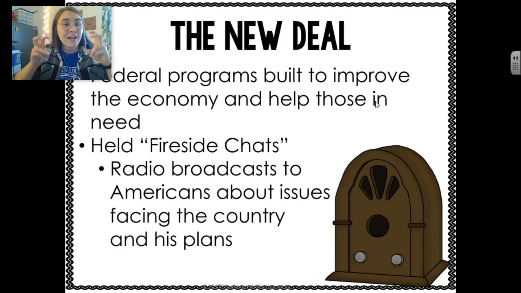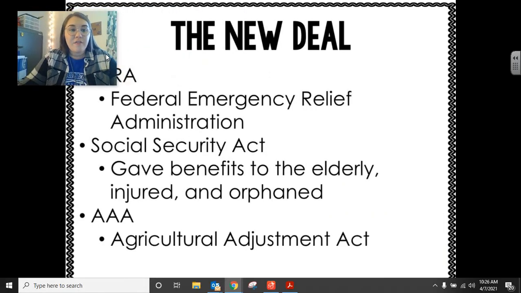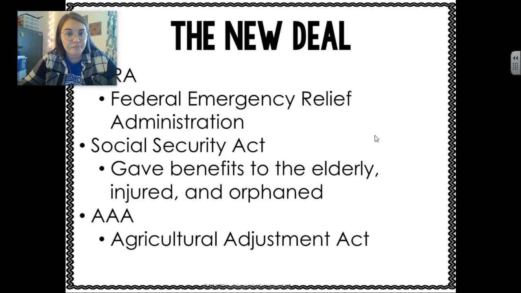He held fireside chats, and these fireside chats were radio broadcasts to Americans about issues facing the country and what his plans were. He was trying to help the best that he could. So we got the FERA, which is the Federal Emergency Relief Administration, the Social Security Act, which gave benefits to the elderly, injured, and the orphaned, and the AAA, which is the Agricultural Adjustment Act. This is all part of the New Deal.